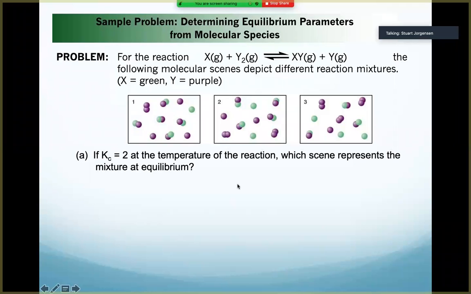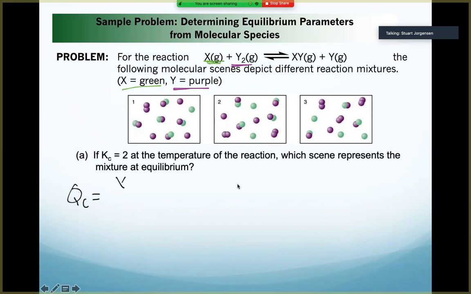I'm going to color code just a little bit here so that we don't get confused. So we said green is X, and our purple is our Y. Cool. Personally, I think you should always start by writing your equilibrium expression. So what is QC going to equal here if we're thinking about our reaction? Well, it's products over reactants.